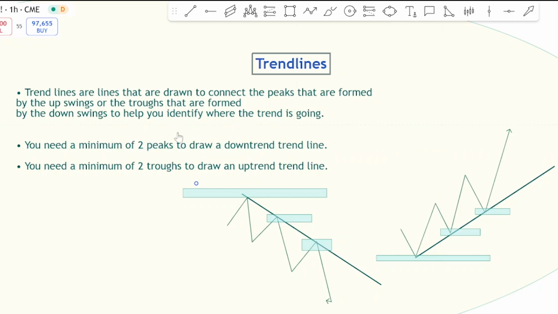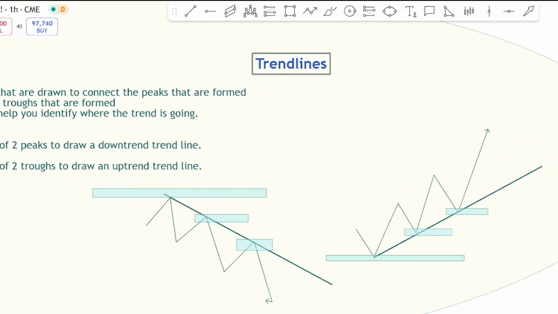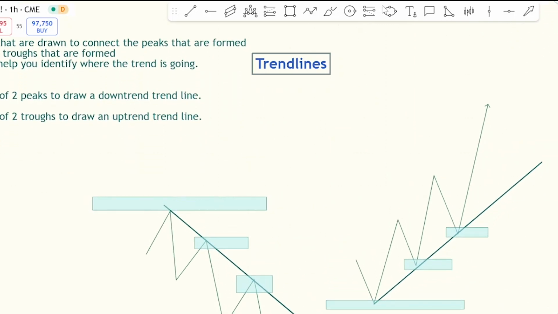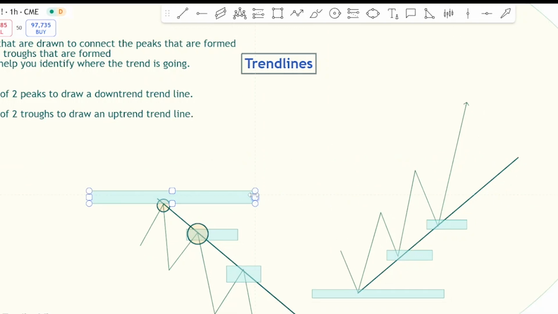Okay, so you need a minimum of 2 peaks to draw a downtrend trend line. You need just 2 highs to connect. If you want to confirm you are in the downtrend, you need to first have the first peak. This is the first one. This is the second. Now we are in the downtrend, so you need at least 2 peaks to confirm that we are in the downtrend.